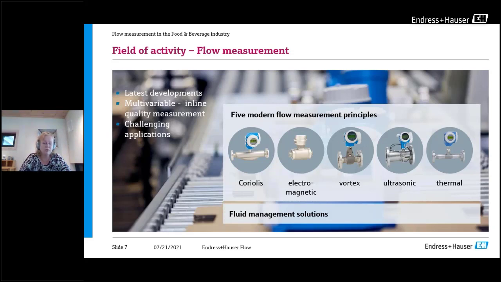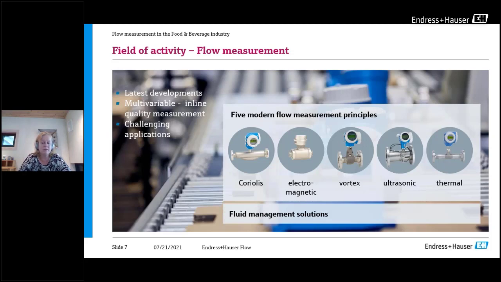The most common instruments for flow in food is electromagnetic, which is a volumetric flow measurement principle for conductive liquids. The picture shown here is a hygienic version, but as with Coriolis, it's available for process instrumentation in various industries, or for water as well. So there are different versions of these instruments.